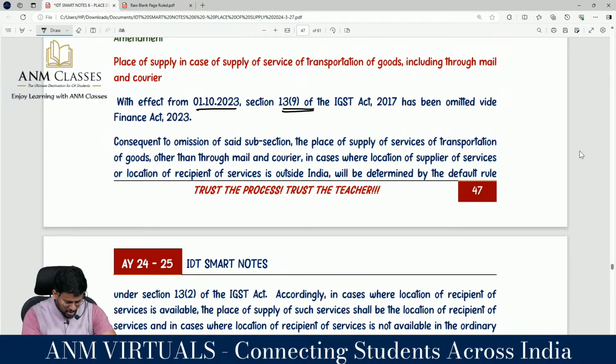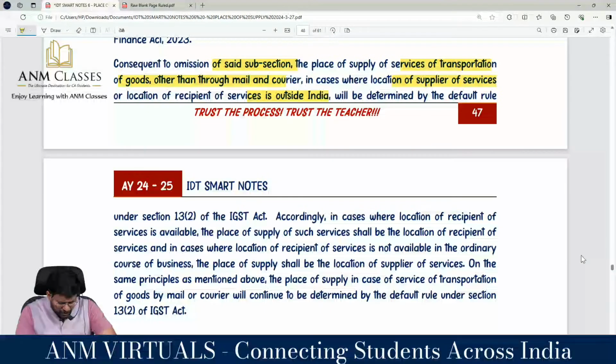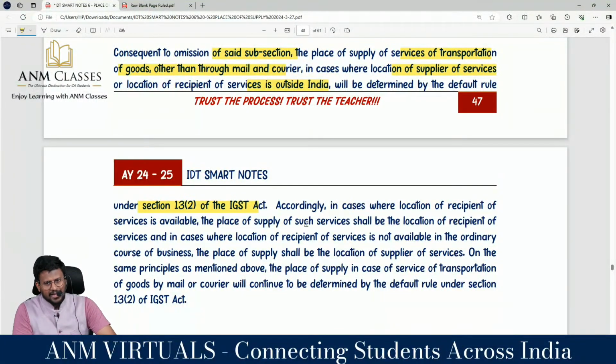Via Finance Act 2023. Consequent to omission of the said subsection, place of supply of service of transportation of goods other than through mail and courier, in case where location of the supplier or location of the recipient is available, will be determined by the default rule under section 13(2) of the IGST Act. That means, if you are transporting goods excluding mail and courier, earlier the provision of 13.9 was applicable. If you omit it, transportation of goods excluding mail and courier, then the default rule 13(2) will be applicable, because if the provisions of 13.3 to 13.13 are not applicable, then the provisions of 13.2 will be applicable, right?